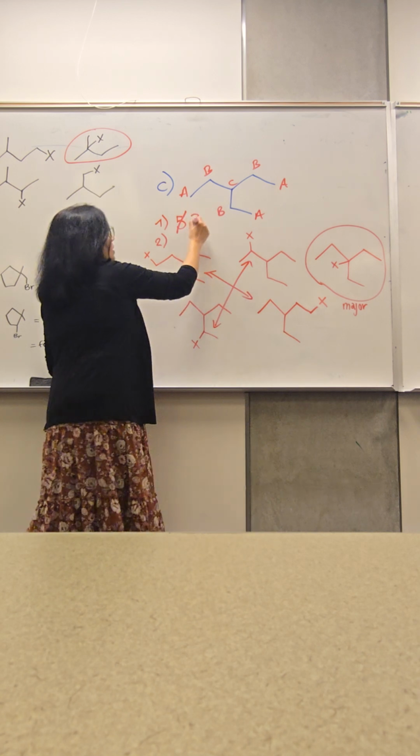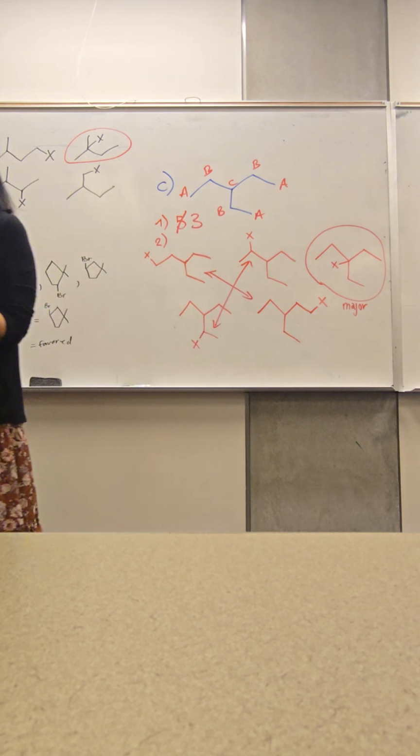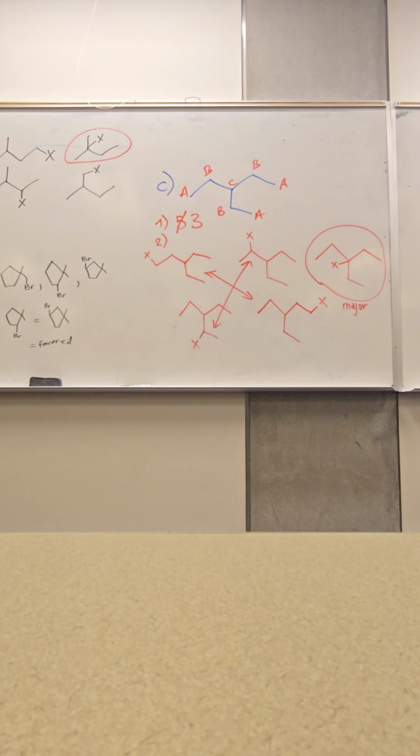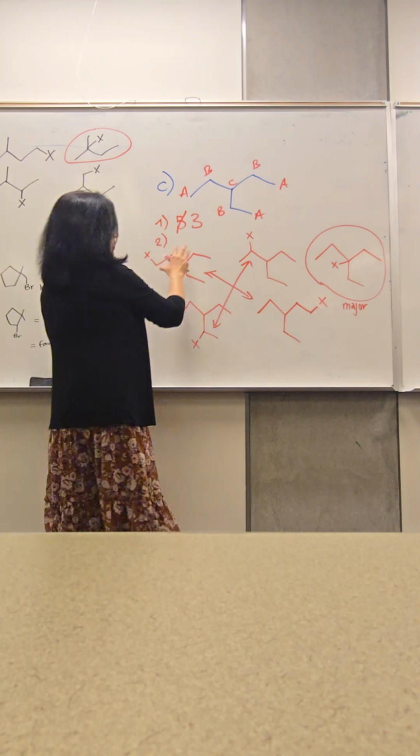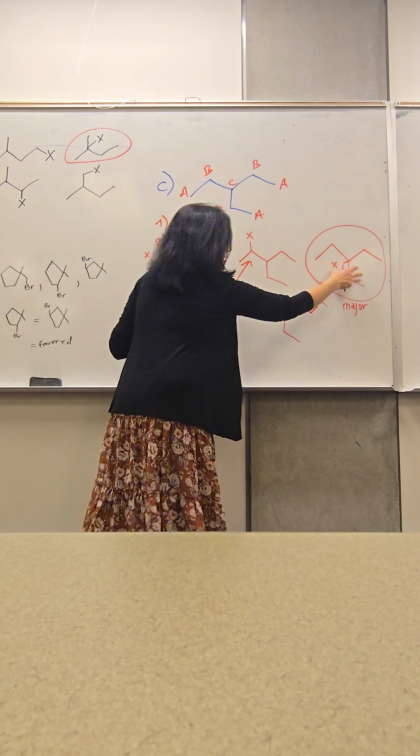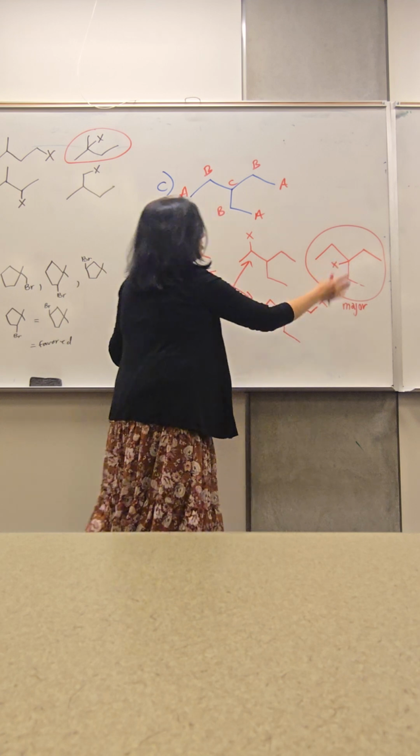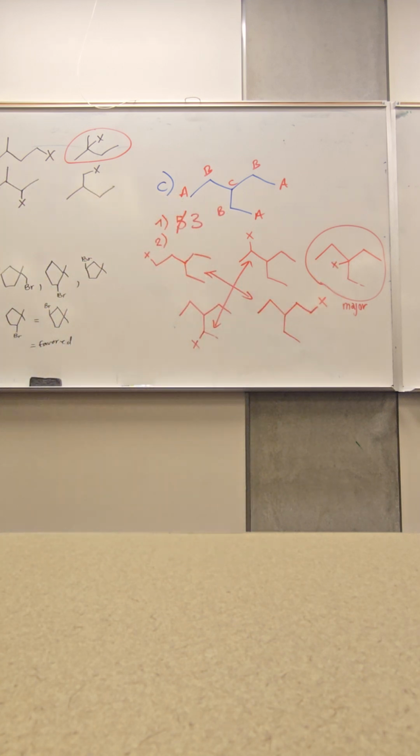So only 3 products because there are only 3 types of hydrogens. Those are the same, these are the same, and here, yes, that should be the major product because it's coming from a tertiary radical. Do you all agree? Yes.